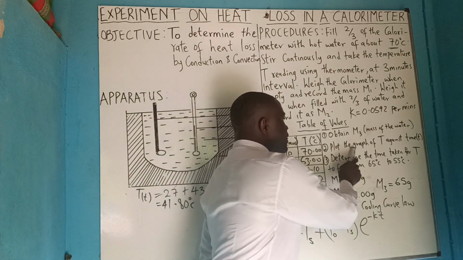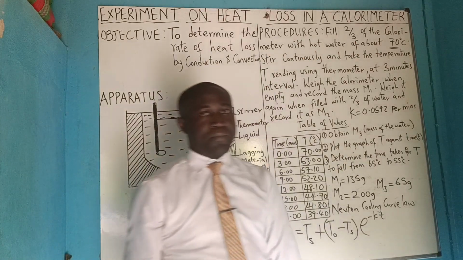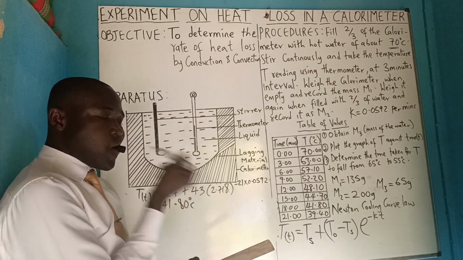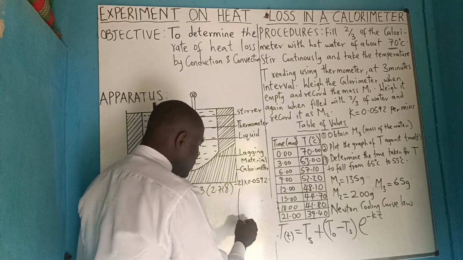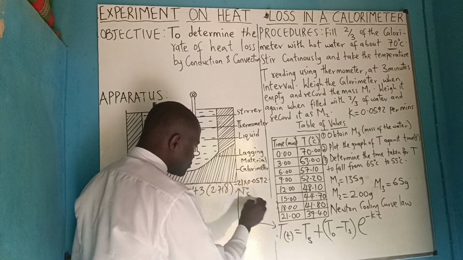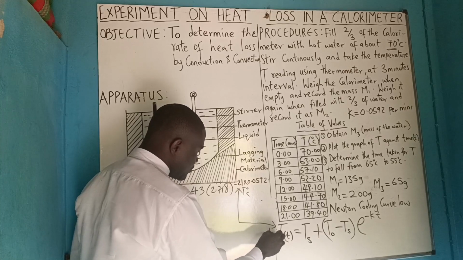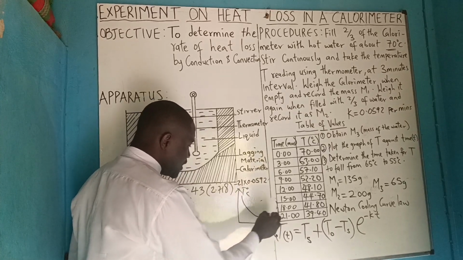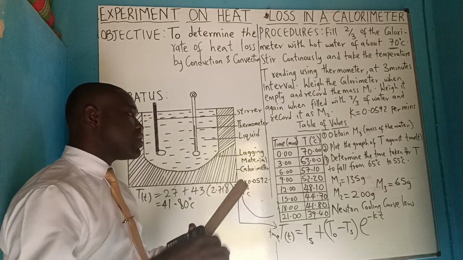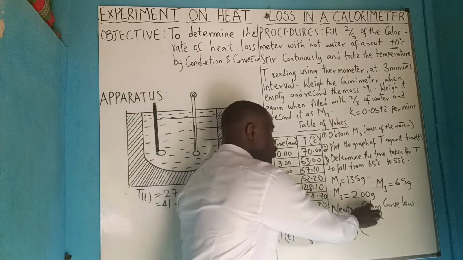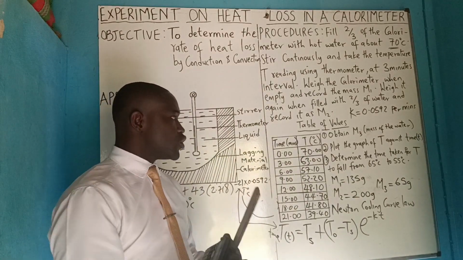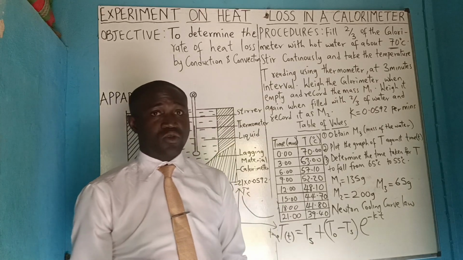They say plot the graph of T against time. We will show you how to do the graph plotting. Once the graph plotting is not in terms of a curve, you are wrong. Temperature against time must be in terms of a curve. If it is not a curve, you are wrong, because we say Newton's law of cooling. So the graph is obviously a curve. We'll show you how to do it.